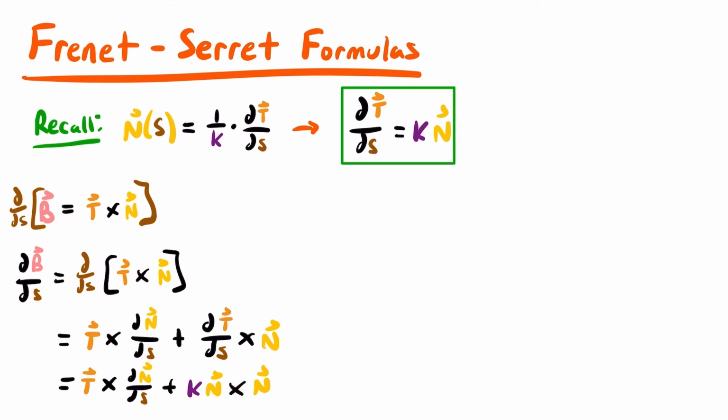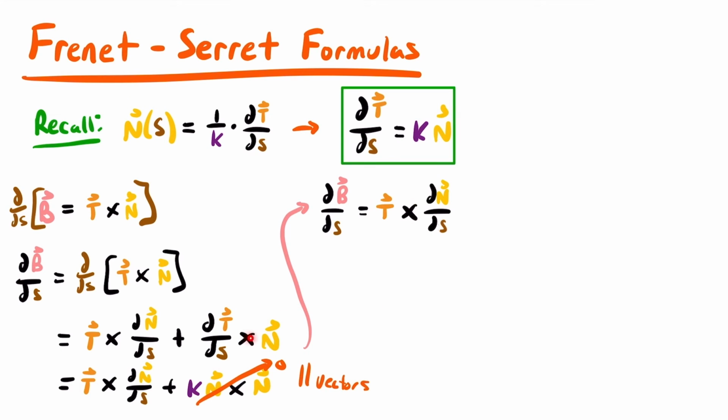And so since they are parallel, their cross product is 0, right? That's one of the properties of the cross product. If you take the cross product of two vectors that are parallel, the result will be 0. So this right here becomes 0 because we have parallel vectors, which means if we continue our work up here, dB/ds is just equal to the unit tangent T cross dN/ds.